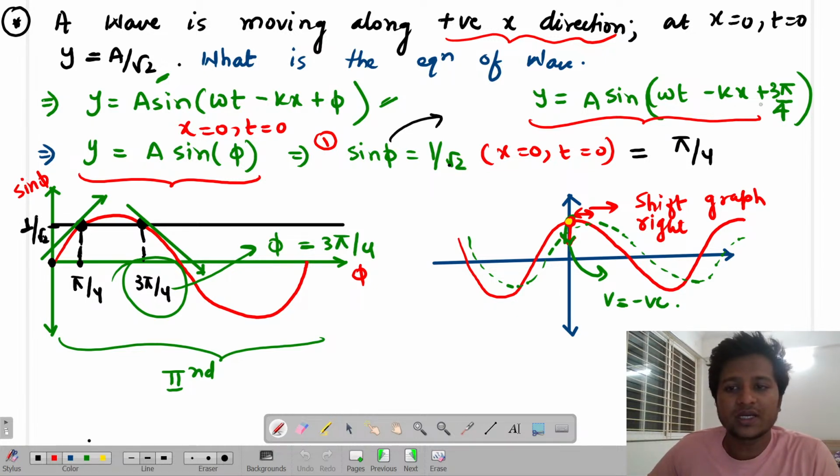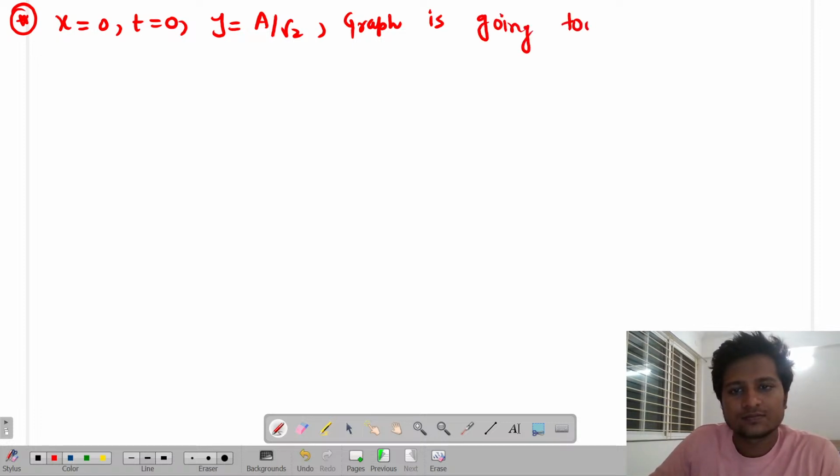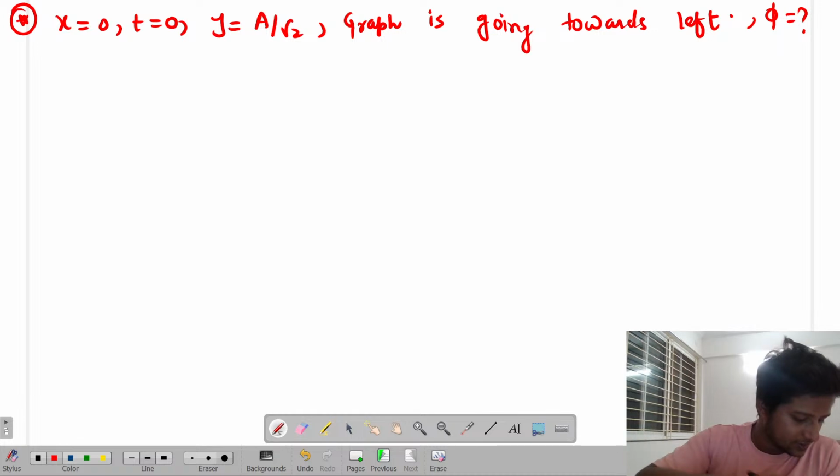Omega t minus kx plus 3 pi by 4. So let us consider the same question. Let us consider the graph is going towards left. Now you have to tell me what will be the value of phi. Phi is equal to what?